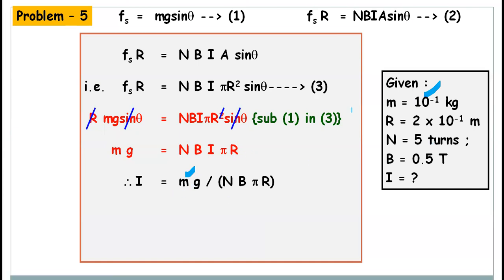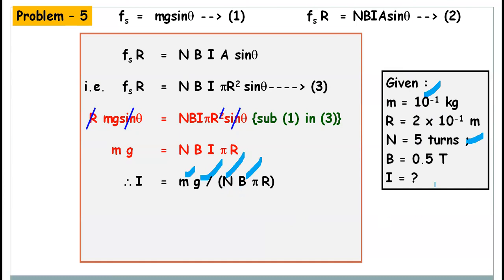So substitute. This is the simplified one. 100 into 10 to the power minus 3 kilogram is what we actually need to write. I have simplified it and written 10 power minus 1. You can either substitute the data as such, or substitute in this simplified format. So m is 10 power minus 1, g is 9.8, or even you can take it as 10, and capital N is 5 turns.